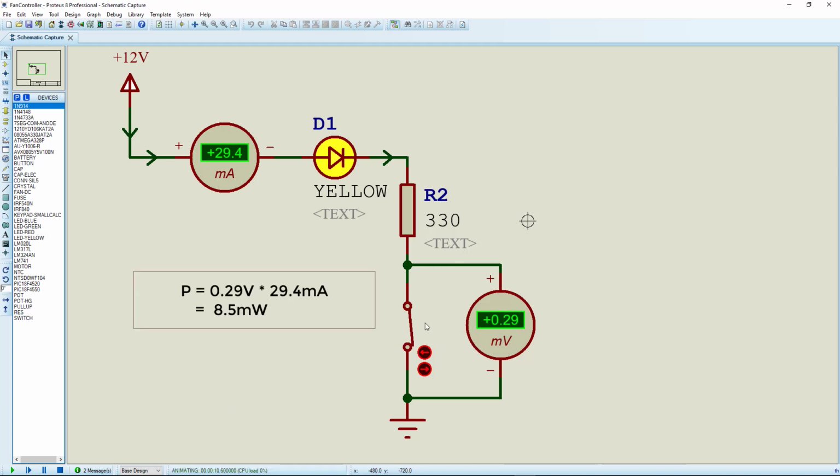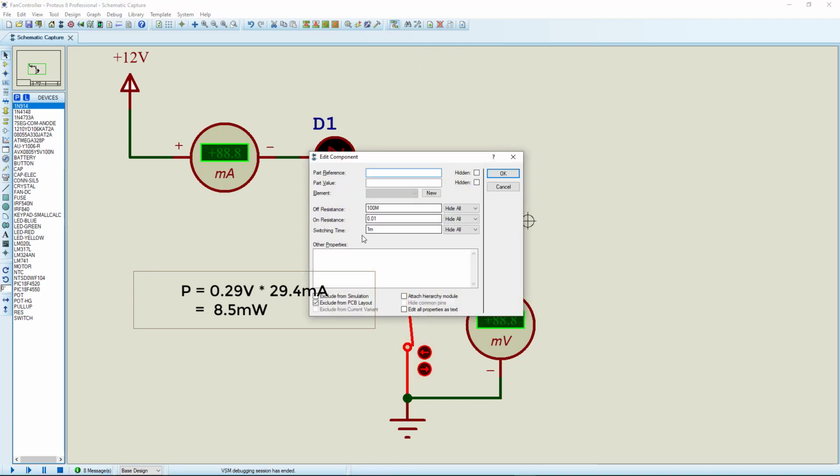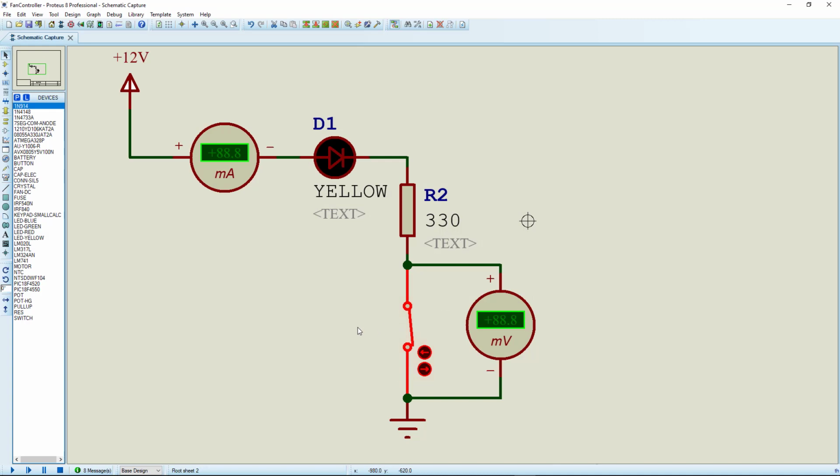So you can calculate the power that is dissipating across the switch by multiplying this current times this voltage. Now you can have a lot of bad switches. For instance, let's pause this circuit again and increase the on resistance. The on resistance is what sets up the voltage drop across the switch. So if I turn this switch on again, you can see it's 0.29 volt.